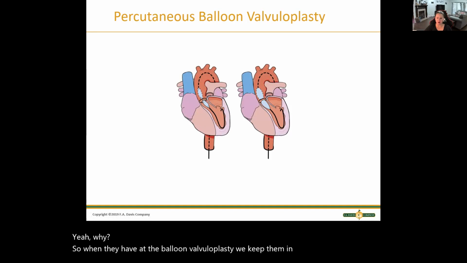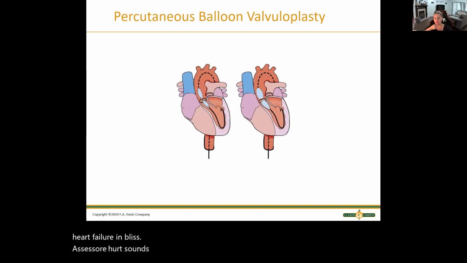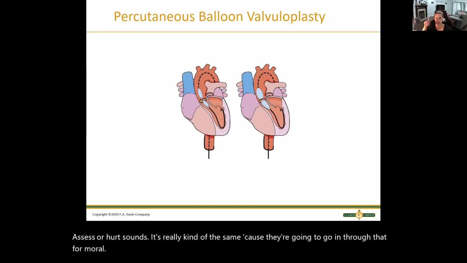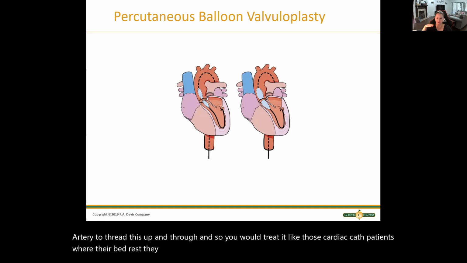We'll monitor them for heart failure, embolus, and assess their heart sounds. It's really kind of the same because they're going to go in through that femoral artery to thread this up and through. So you would treat it like those cardiac cath patients where they're on bed rest, they don't move, and we hold pressure on that site. Very similar process and procedure as far as nursing care for a patient who's had valvuloplasty.